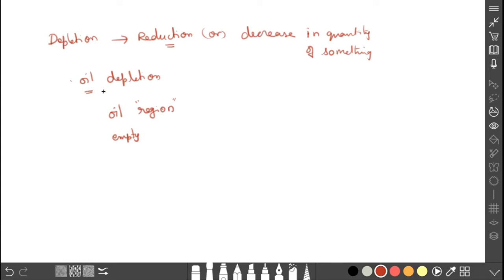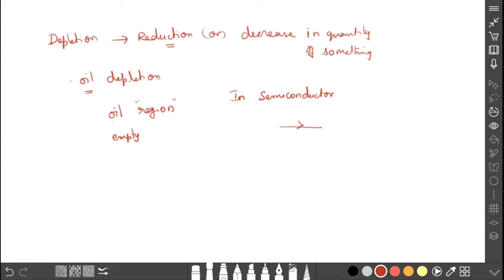In semiconductor physics, how can we define this depletion? The depletion region refers to a small region where the flow of charge carriers is decreased. Listen carefully: the flow of charge carriers decreases over a given time, and finally it results in empty.